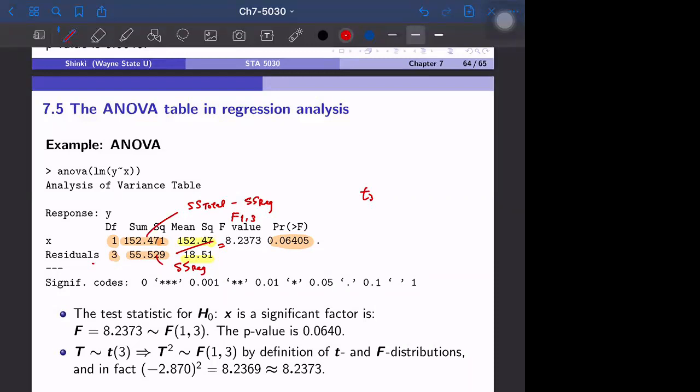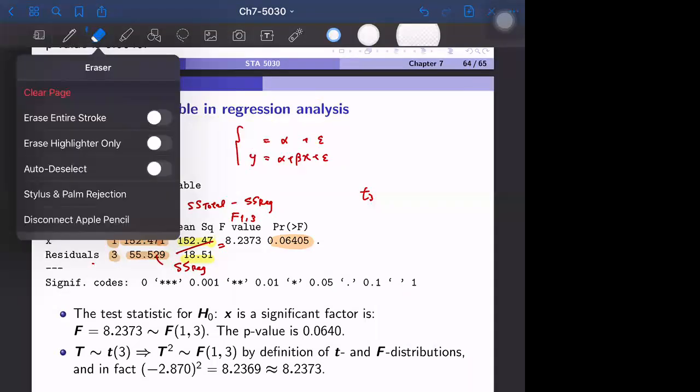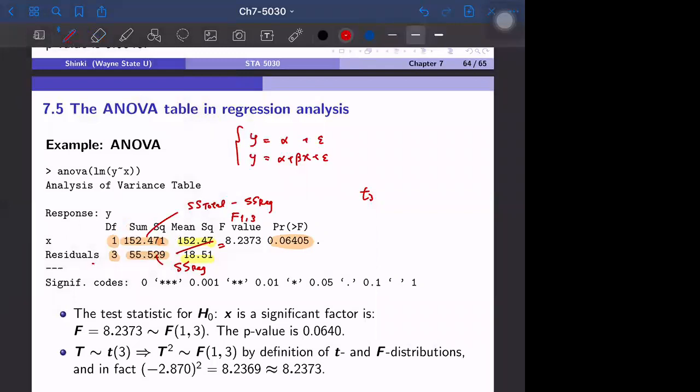So the base model is y equal to alpha plus epsilon, and the other is y equal to alpha plus beta x plus epsilon. We compare these two models using the sum of squared residuals, and finally we get the F statistic. But the F with df 1 and 3 is the square of the t distribution with df 3.